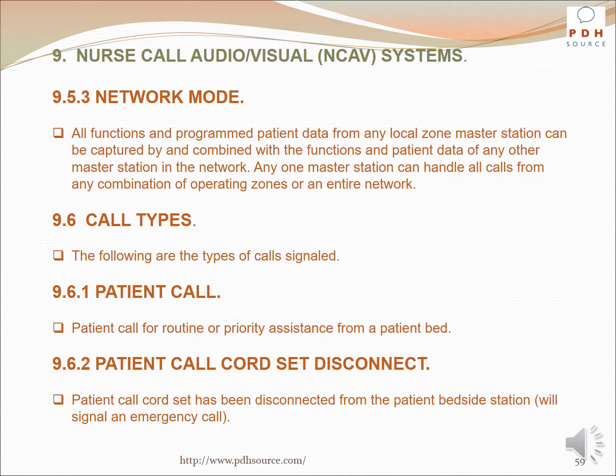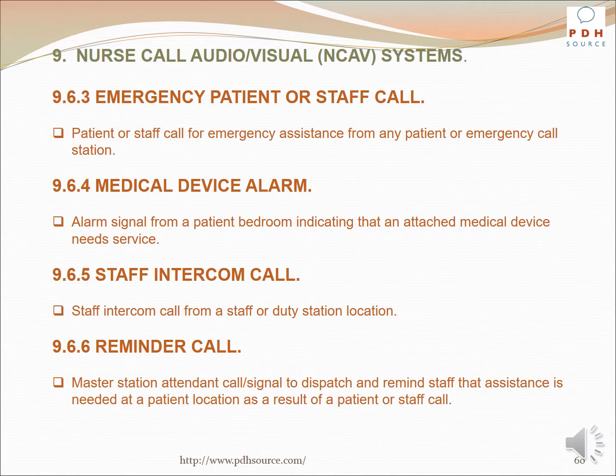The following are the types of calls signaled. Patient call for routine or priority assistance from a patient bed. Patient call cord set has been disconnected from the patient bedside station, which will signal an emergency call. Patient or staff call for emergency assistance from any patient or emergency call station. Alarm signal from a patient bedroom indicating that an attached medical device needs service. Staff intercom call from a staff or duty station location. Master station attendant call signal to dispatch and remind staff that assistance is needed at a patient location as a result of a patient or staff call.